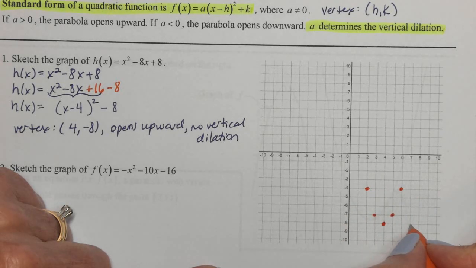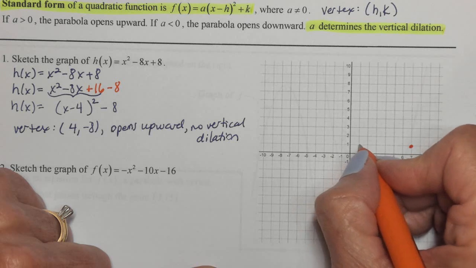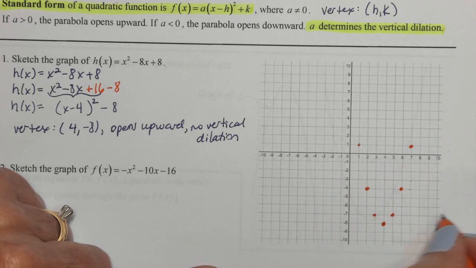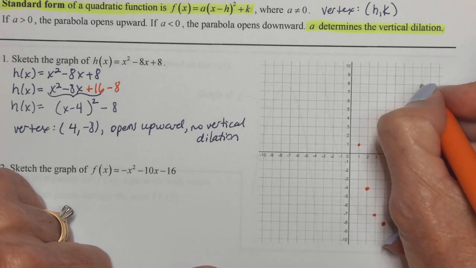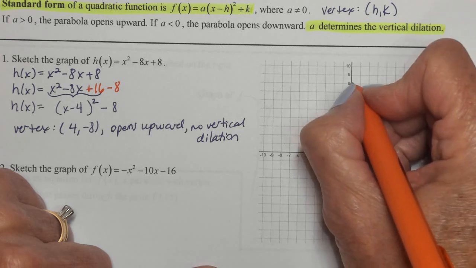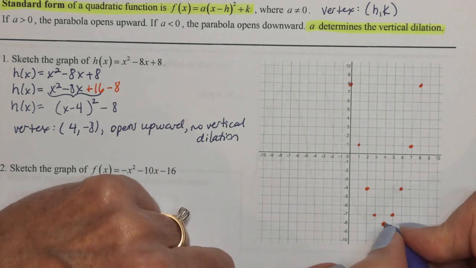Over 3, up 9, because 3 squared is 9. 1, 2, 3, 4, 5, 6, 7, 8, 9 on both sides. Over 4, up 16. 4 squared is 16. So let's see, I go up 8, and then I need to go up another 8 to get to 16 on both sides. And that is plenty. We can go ahead and draw the curve through here.